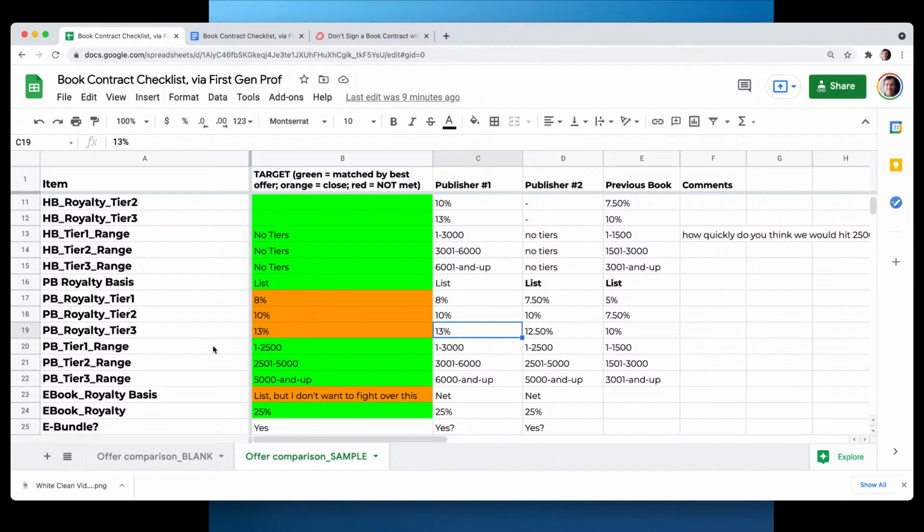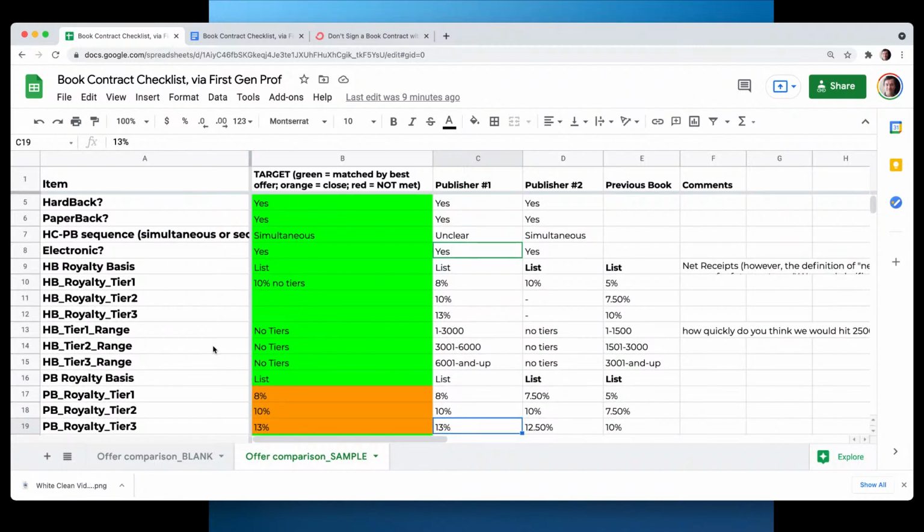Now, not all contracts will have tiers. So here we have an example in hardback cover tiers. I have this in the checklist, but technically speaking, in this hypothetical example, publisher number 2 has offered a contract in which there are no tiers. What that means is there is only one royalty rate that applies to hardbacks, or cloth as it's often referred to. So there's no range. But publisher 1 in this scenario has offered tiers. So tier 1 at 8%, tier 2, 10%, tier 3, 13%.